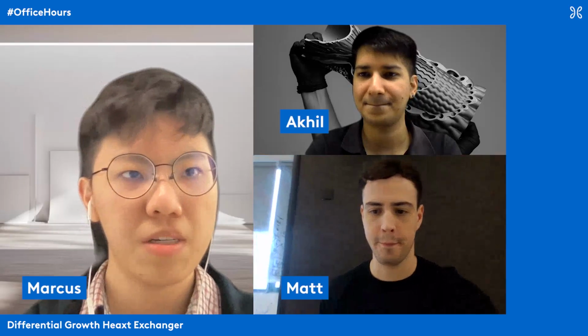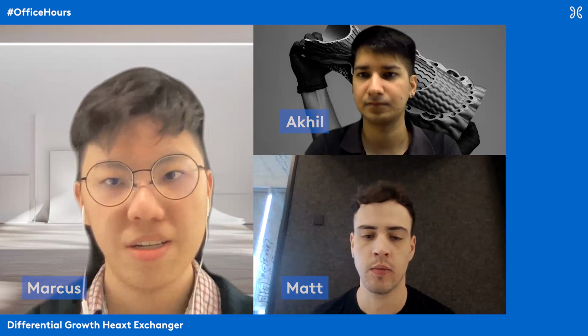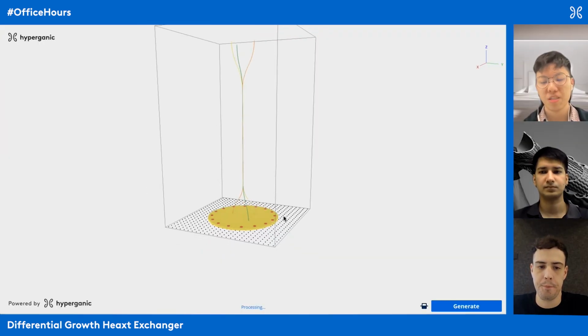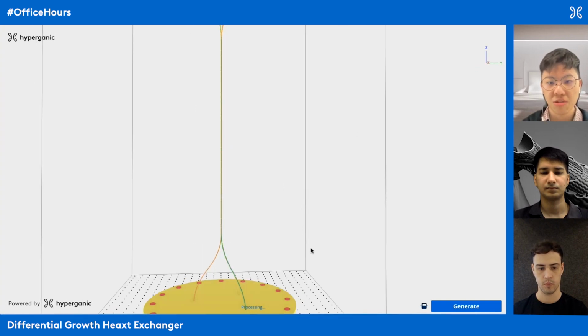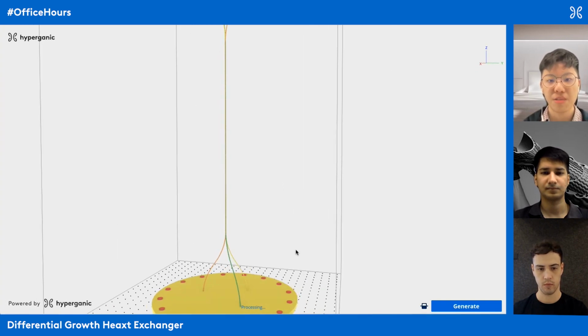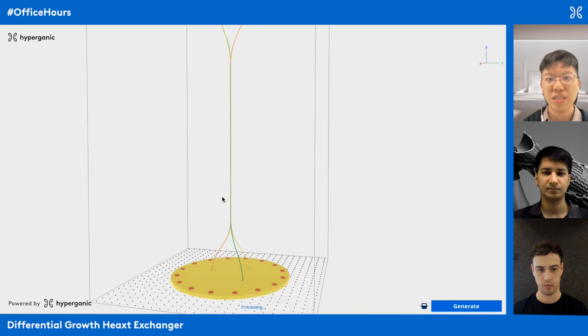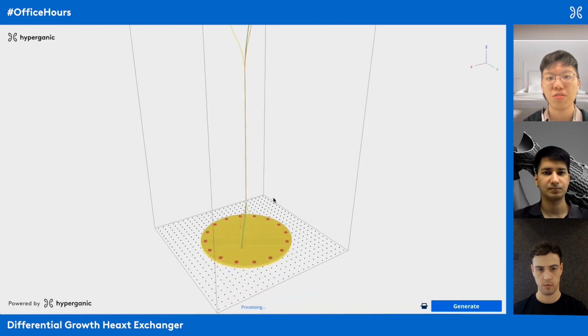Alright, I'm gonna share my screen. Yes, so today I'm just gonna go through how we created this differential growth heat exchanger. So first off, we start off with a base, and we are also going to do a couple of things here. First, we set up the spline. So this is really the route that each of the 3 channels are going to take.